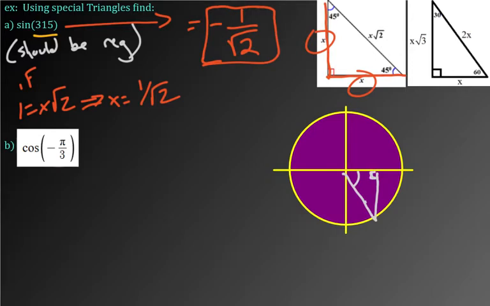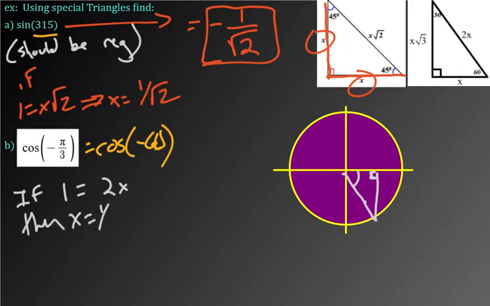And if this is negative pi over 3, right? That's really the same problem as cosine of negative 60, which means I'm in this triangle this time, right? Big surprise, two problems, two triangles. If this is a 60, this is a 30, this is a 90, I've got that triangle perfectly. I just need to use the proportions in this triangle, right? So here, we know that if 1, which is the hypotenuse, equals 2x, then x equals 1/2, right?